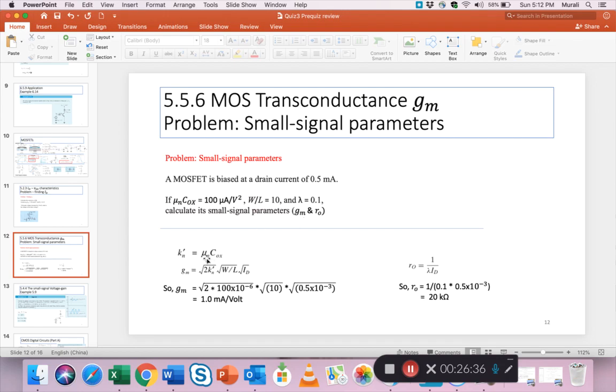So first to find gm, we'll use this formula for gm. gm is root 2, actually the whole thing is under one big root sign, but you can split it up like this, root 2 Kn, root W by L, root ID. So if you plug in all these, you get gm as 1.0 milliamps per volt, and ro is 1 by lambda ID. ID is given, lambda is given, so ro, which is that resistance in the small signal model, turns out to be 20 kilo ohms. So see how to use these formulas given certain values. All right, what is next?